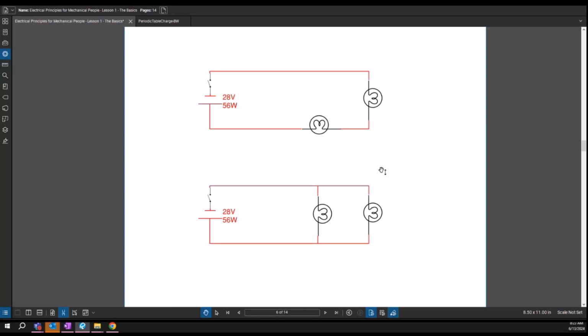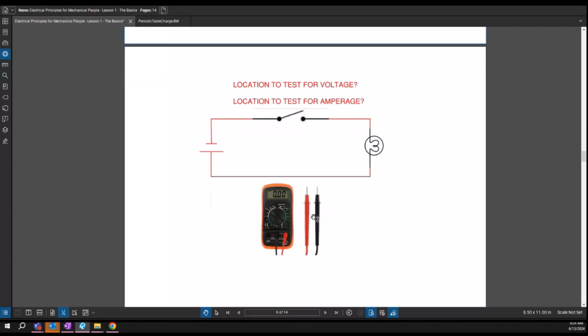So if you have two, oh, you don't have to do the math. This is conceptual at this point. All right. So the question I have for you on this is, okay, you got that right. Okay, so on this super simple circuit, I've got a multimeter. Where would I put the test leads to test for voltage?